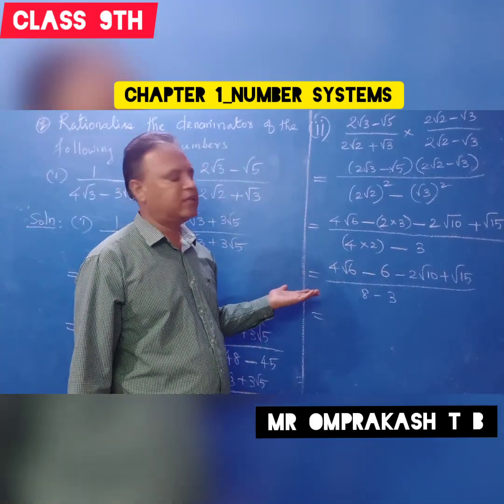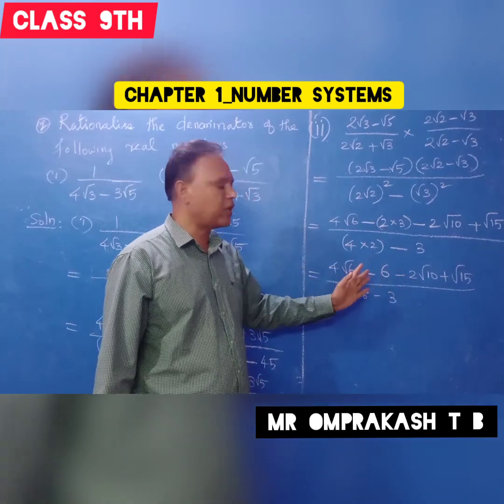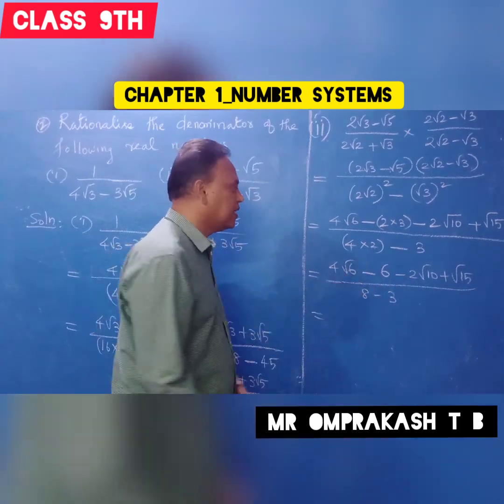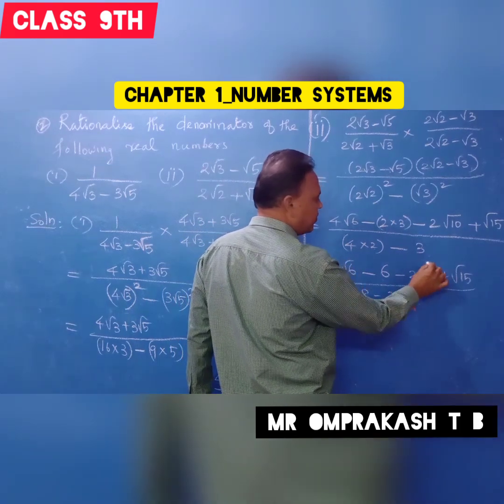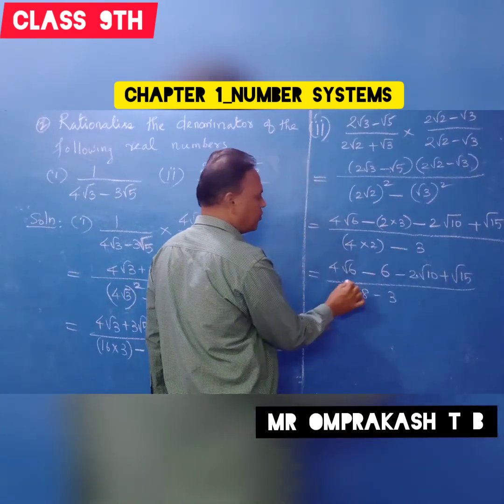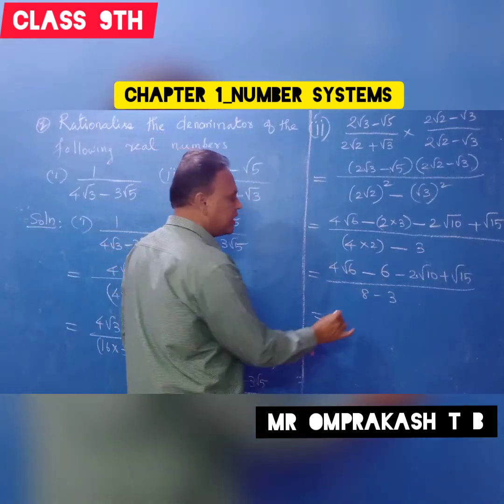No like terms here. You cannot subtract 6 minus 2, and you cannot write minus 8. That is 2 root 10, so this is fully one term. Here also it is fully one term. You cannot do any simplification.